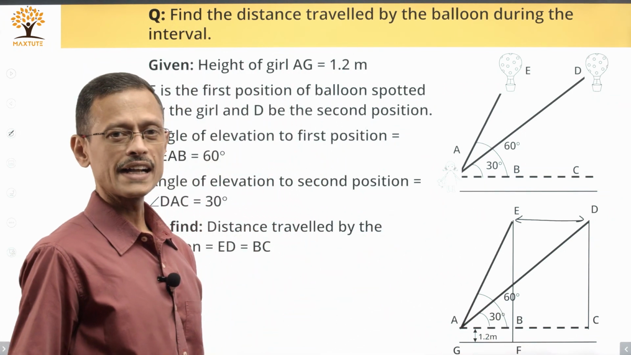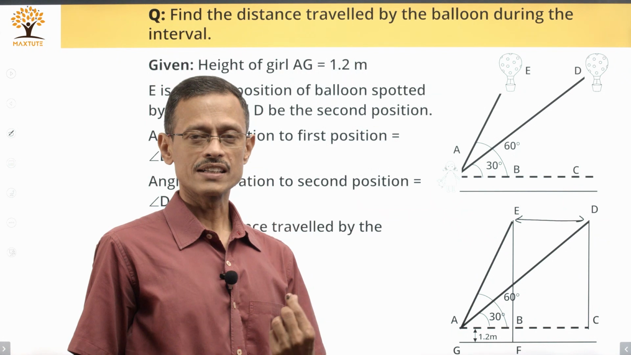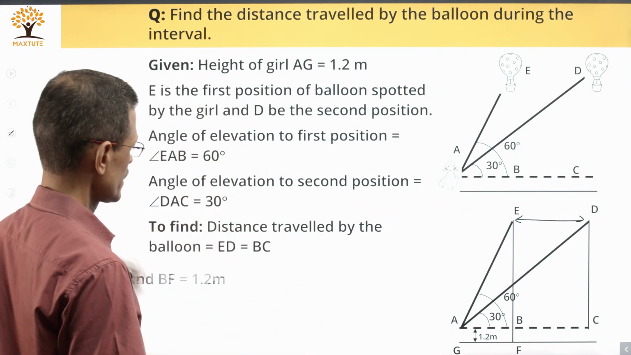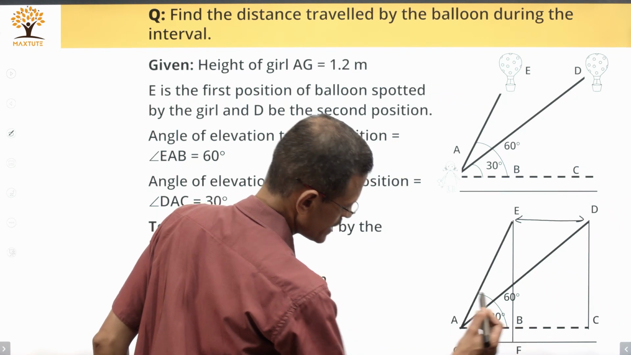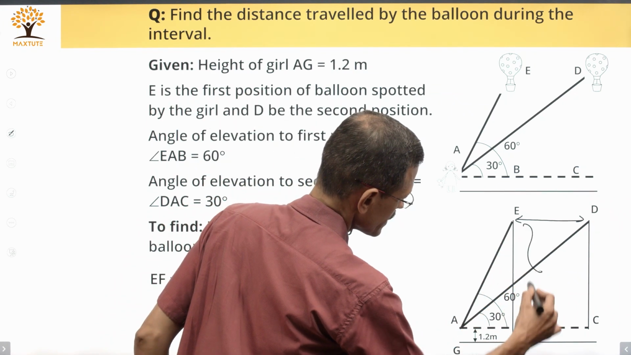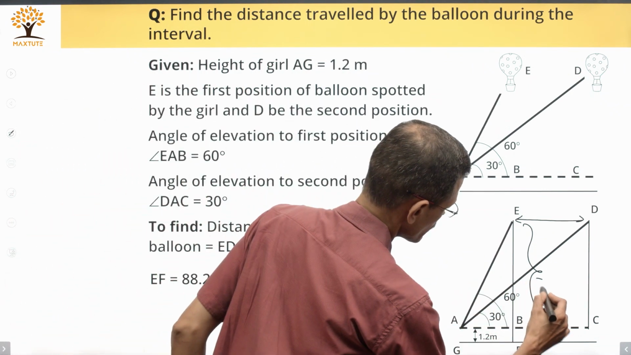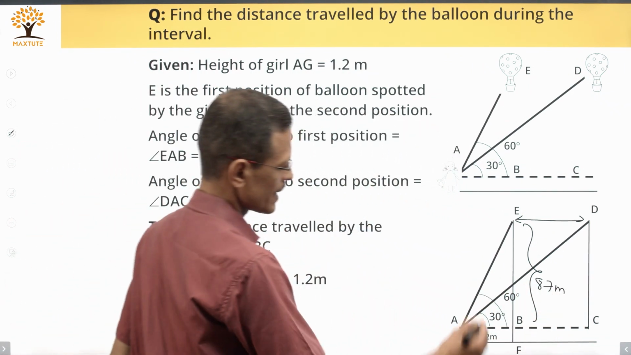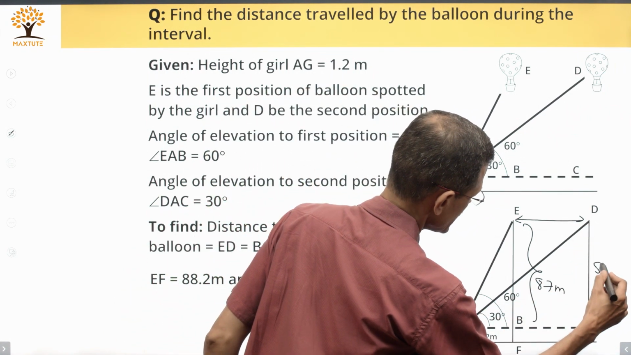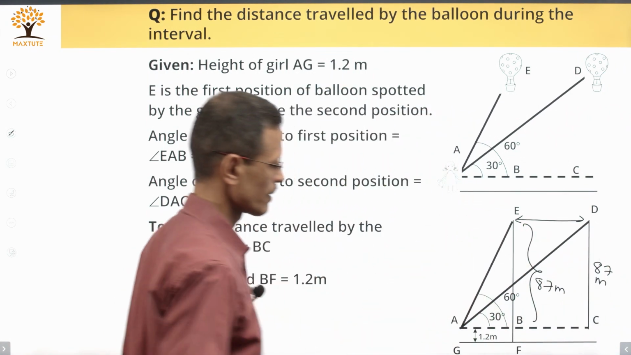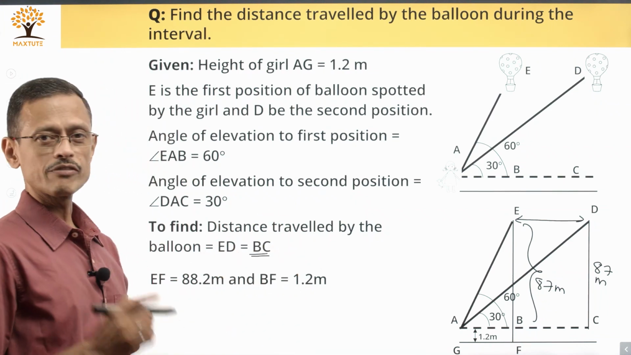Additional information that we have is that from the ground level, which is EF, the balloon is at a height of 88.2 meters and at the eye level, the height of the girl is equal to 1.2 meters. So, essentially what we have is EF is 88.2, BF is equal to 1.2. So, EB is equal to 88.2 minus 1.2, which is equal to 87 meters. And it's quite evident that if EB is equal to 87 meters, DC is also equal to 87 meters, right? We need to find out BC. How are we going to find out BC?